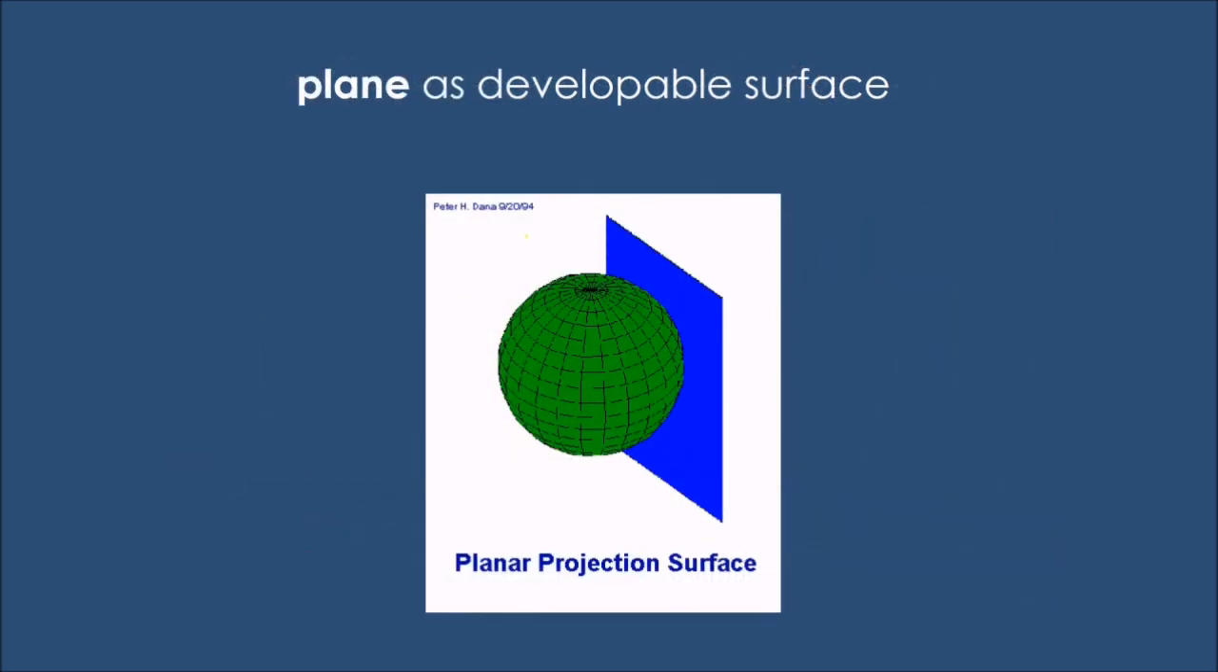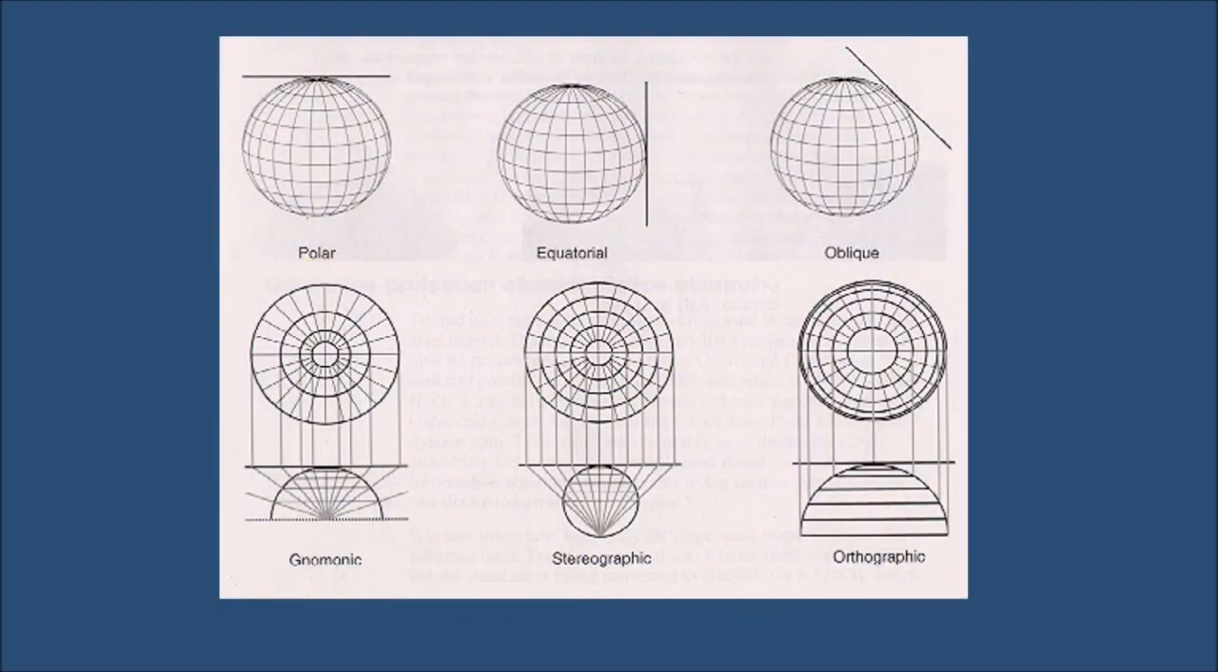What about a plane as a developable surface? You can have just a plane surface. These are planar projection surfaces. You can have a plane here, or you can place the plane obliquely. So this is polar, this is equatorial, this is oblique. Now you want to open it. You can also have gnomonic, stereographic, or orthographic projections.